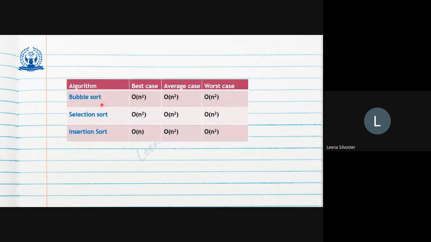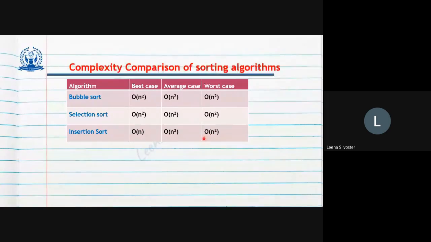So this is a comparison. Actually, you have to study this table. Bubble sort in worst case, best case, and average case, all are n square. Selection sort also is n square in best case, average case, and worst case. In all cases we have complexity n square. What about insertion sort? Best case is order of n. It is not order of n square. In best case, it is order of n. In the other two cases, it is order of n square. Okay, remember those points.